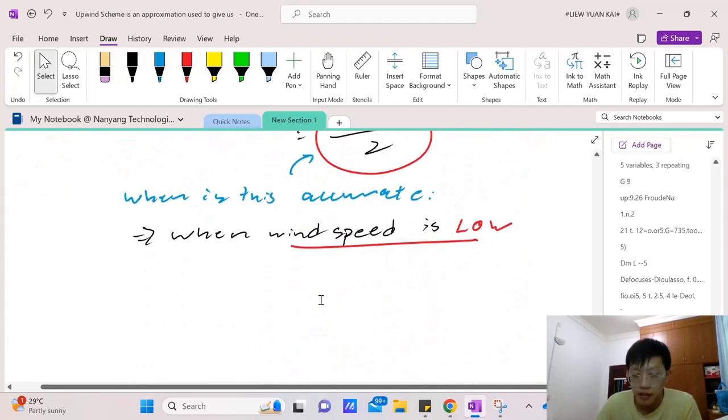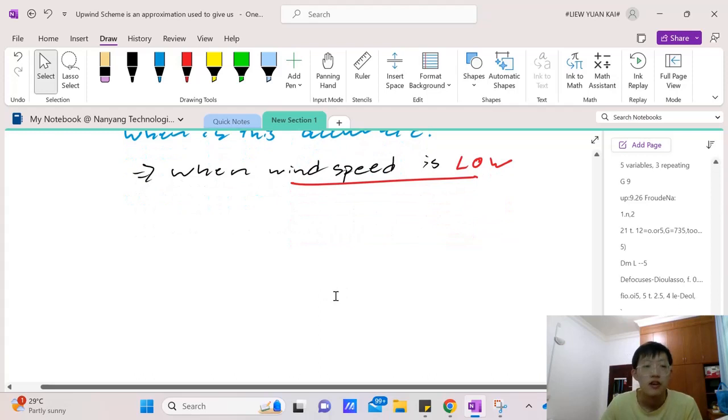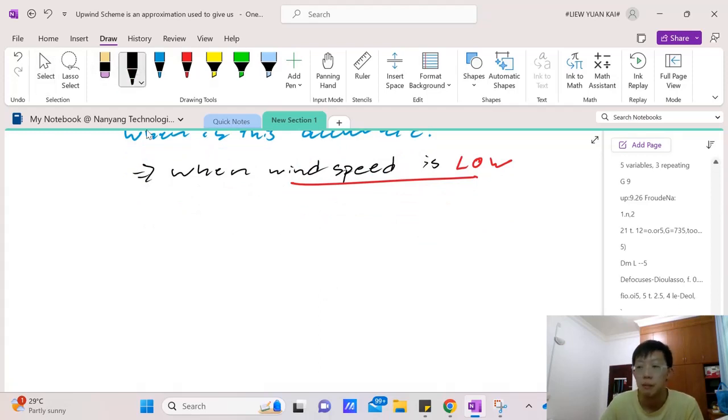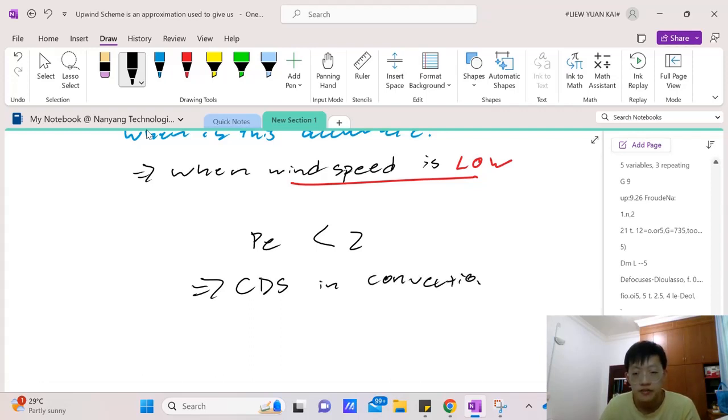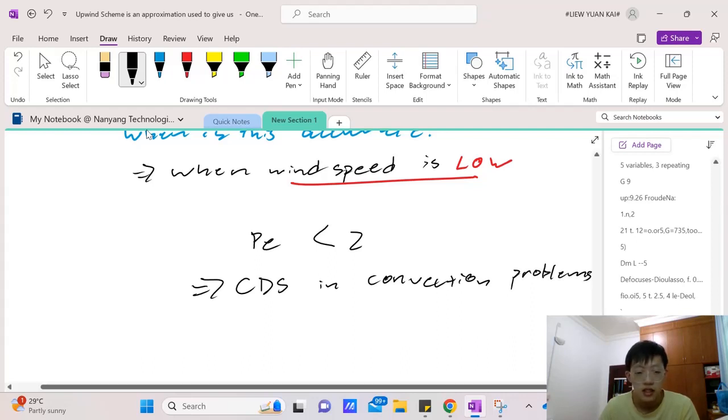But to be accurate, it's not just low wind speed. What we should satisfy is the Peclet number criterion. If the Peclet number is less than 2, then the central differencing scheme in convection problems is applicable.